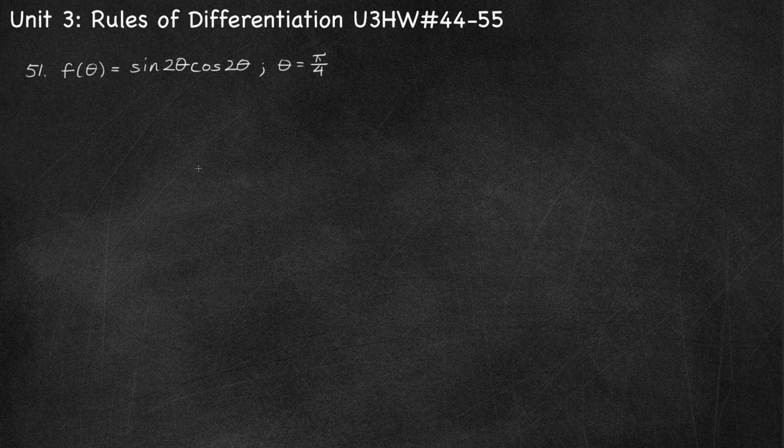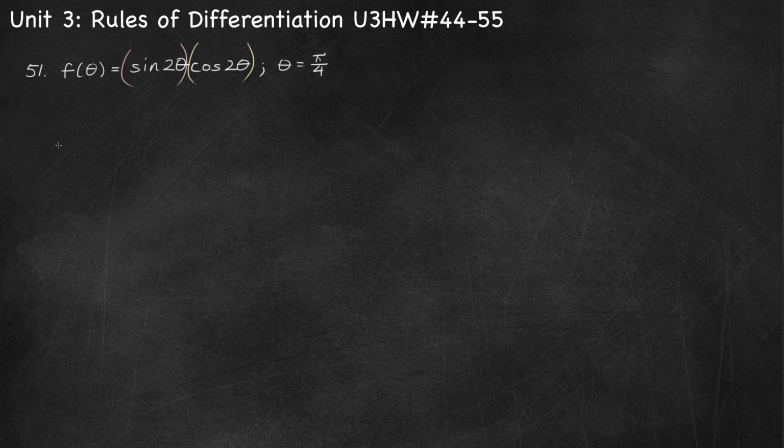Number 51, f of theta equals sine 2 theta cosine 2 theta. We want to find f prime of theta when theta equals pi over 4. So this is going to involve product rule. The first factor in my product is the sine 2 theta, and the second factor is the cosine 2 theta. And when I get to the part where I have to take the derivative of each of those, it's going to involve chain rule. So this is chain rule inside of product rule.